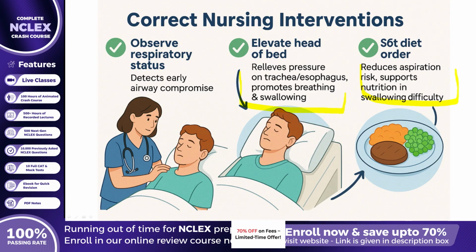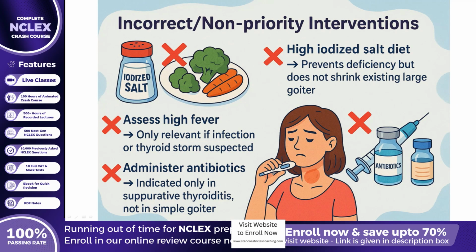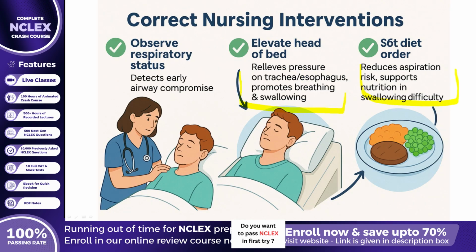Shifting to option 4, obtaining an order for a soft diet is also correct, because an enlarged thyroid can press on the esophagus, causing dysphagia and discomfort with swallowing solids. A soft diet minimizes aspiration risk, facilitates nutrition, and maintains caloric intake, making it a vital nursing adjustment.